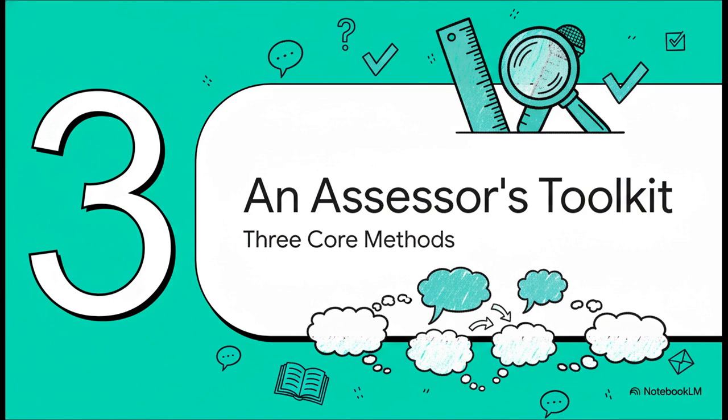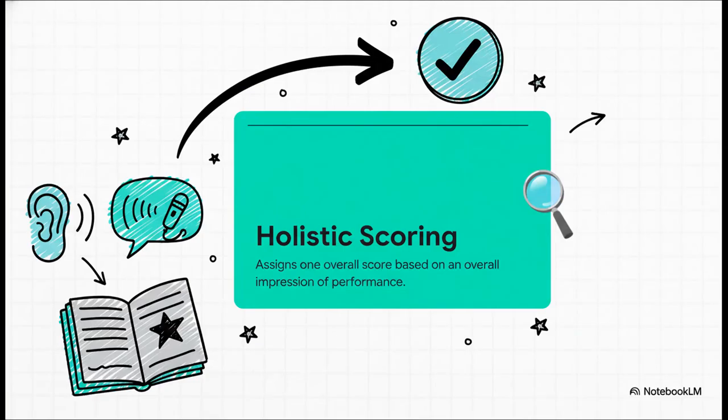Well, that brings us to our third section. Think of this as opening up a toolkit. We've got 3 main tools inside, and each one is for a different kind of job. All right, tool number 1, holistic scoring. This is what I like to call the big picture approach. You read the whole essay, you listen to the whole speech, and then you give it one single score based on your overall gut feeling. It's fast, it's efficient, and it's great for getting a quick snapshot of where a student is at overall.